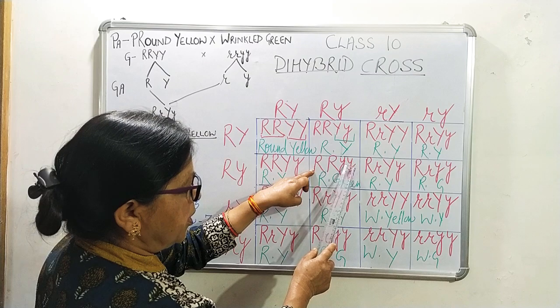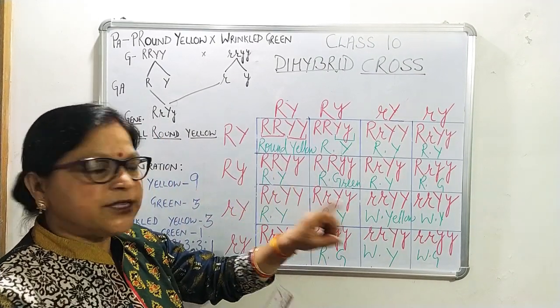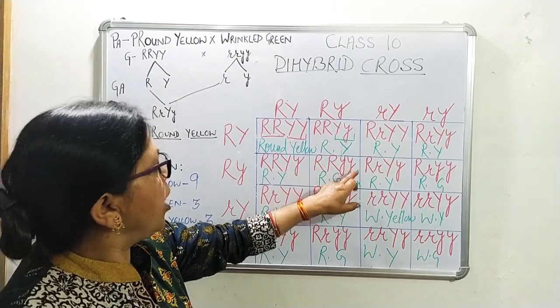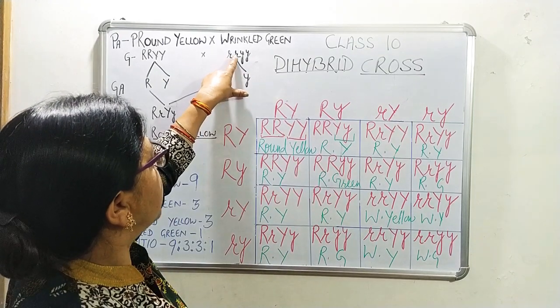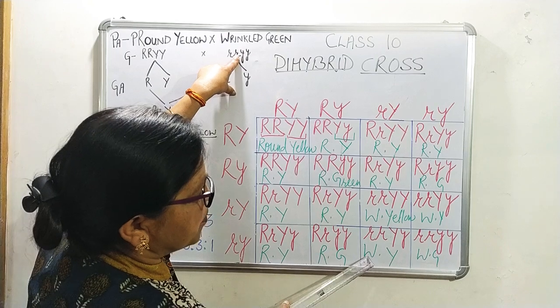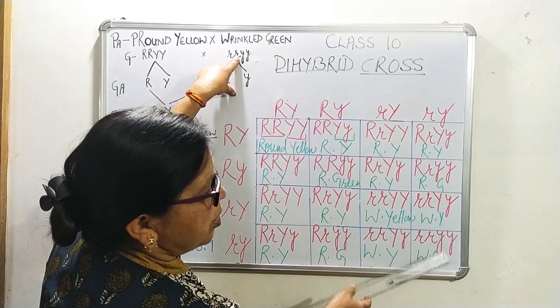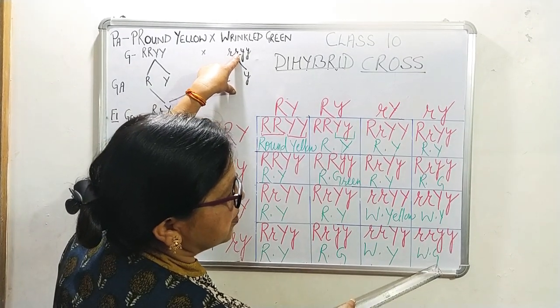This is round, but it is green. Both are small, so recessive trait is expressed only when both are small. Similarly, if both are small r, as you can see here, it will represent wrinkled. Both are small y, it will represent green.